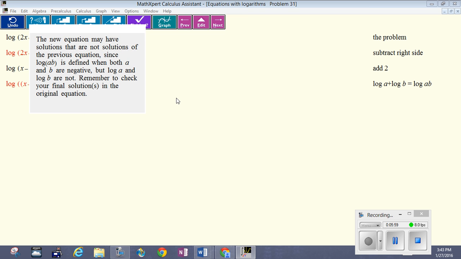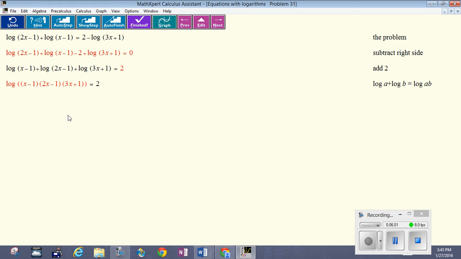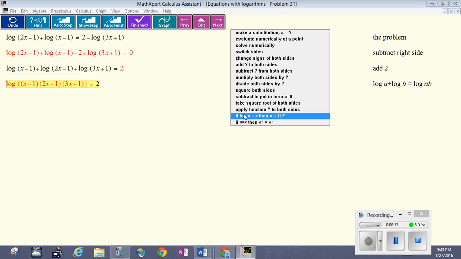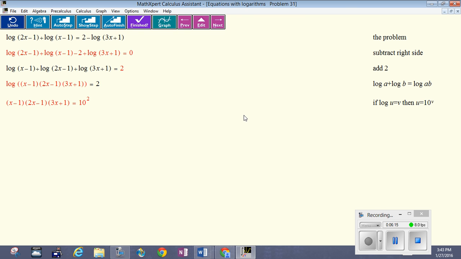And again, a red flag comes up cautioning us. And then from here, we're going to take it out of the log form and say 10 squared is 100. So I'm going to take it out of the log form right there. This looks a little awkward, but we have to work it out. We'll see how it works out.